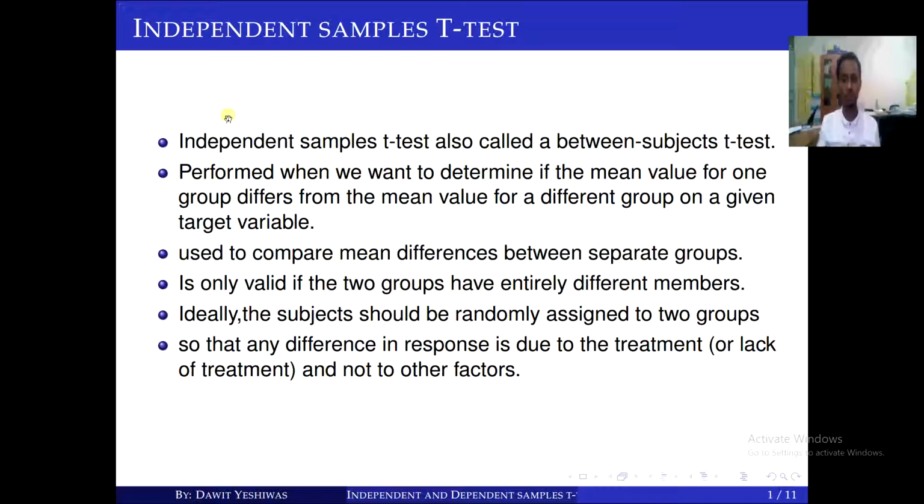So why is it said to be independent? Because a member in group 1 is an exclusive member for that group, not a member of the other group, and that's why it's called independent simplicity test. So ideally, we assume these subjects are randomly assigned into two different groups, and so any difference in the response is only due to the treatment or lack of treatment, and not to other factors.